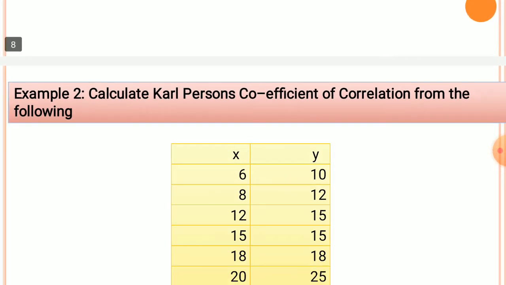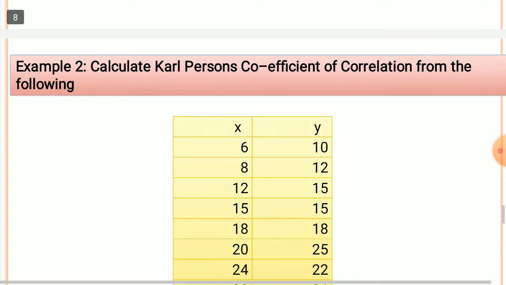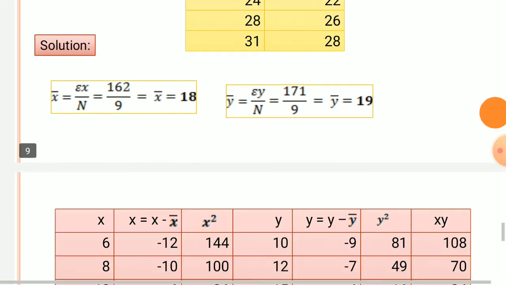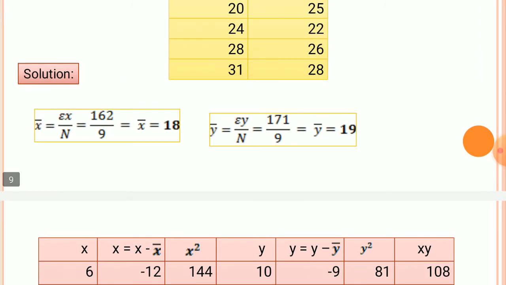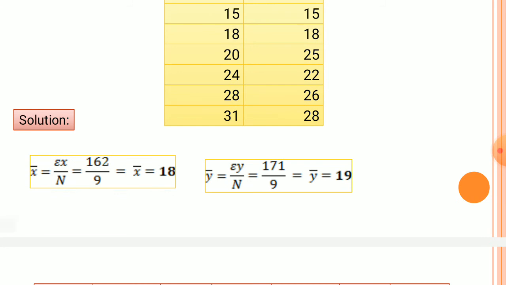Now take another example. Here we have to calculate Karl Pearson's coefficient of correlation from the following X series and Y series. From this, first we have to calculate x bar. X bar is equal to sigma x by n. Sigma x total 162 by number of observations 9, so x bar is equal to 18. Then find y bar for the y series. Sigma y by n is equal to 171 by 9, so y bar is equal to 19.